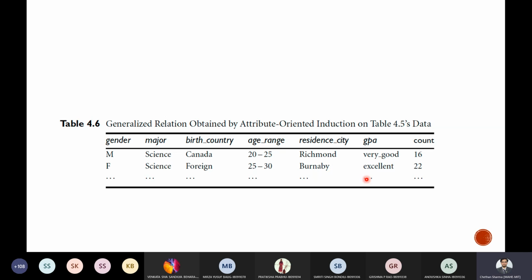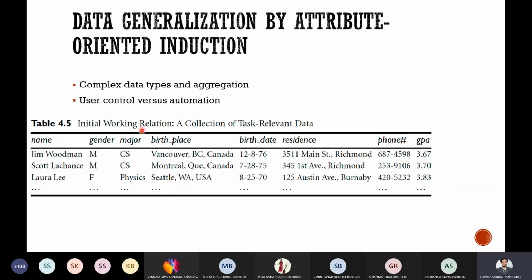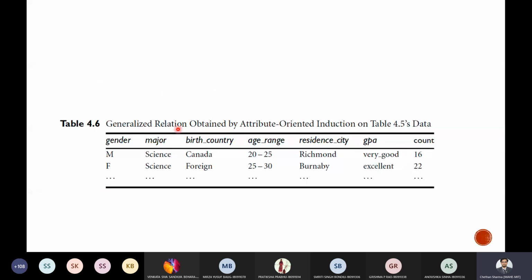So this particular table shows the generalized part. This count is like how many of these values are there. It's just one small thing that you can neglect. Anyway, the major thing is how to perform this attribute oriented induction given a particular scenario or initial working relation, and get your generalized relation by applying attribute oriented induction. This is the major thing. I hope it's clear.